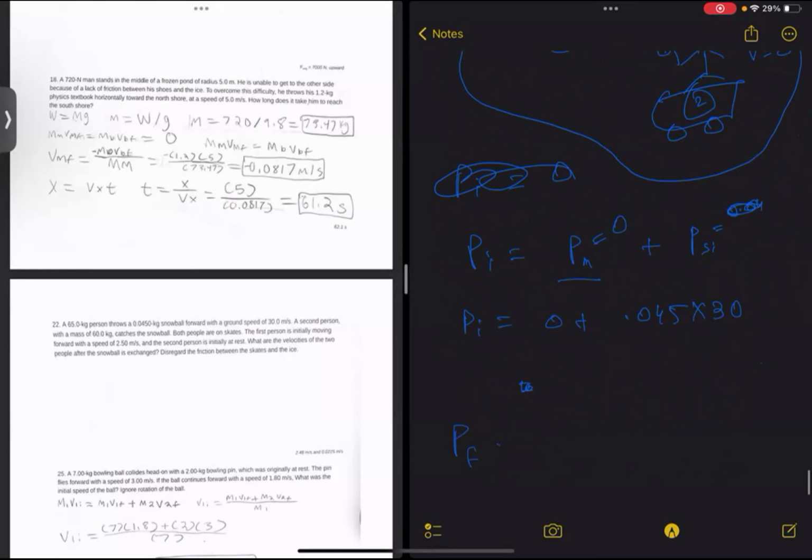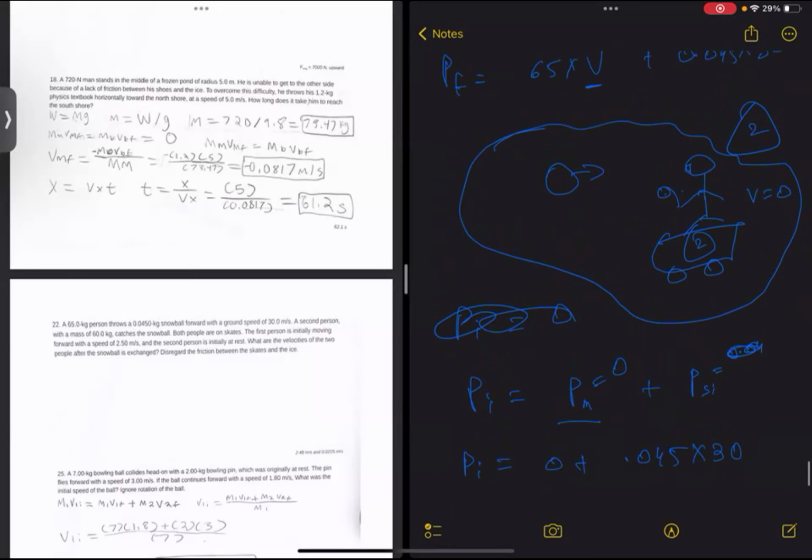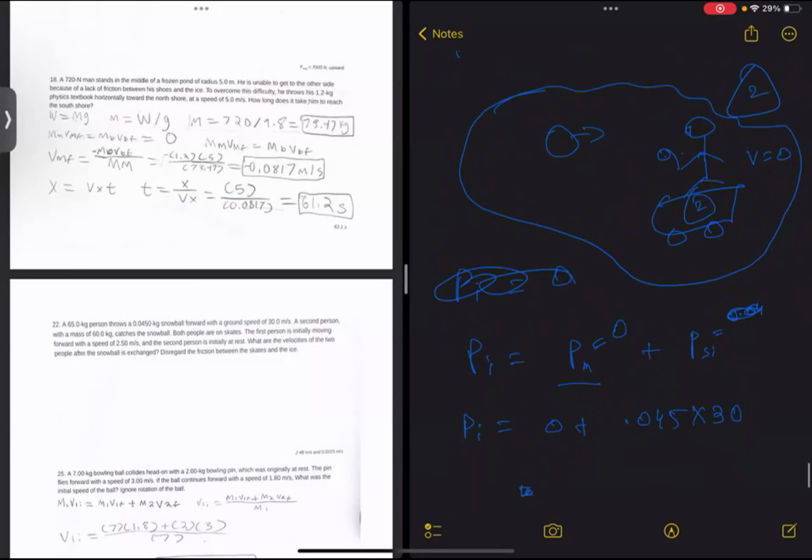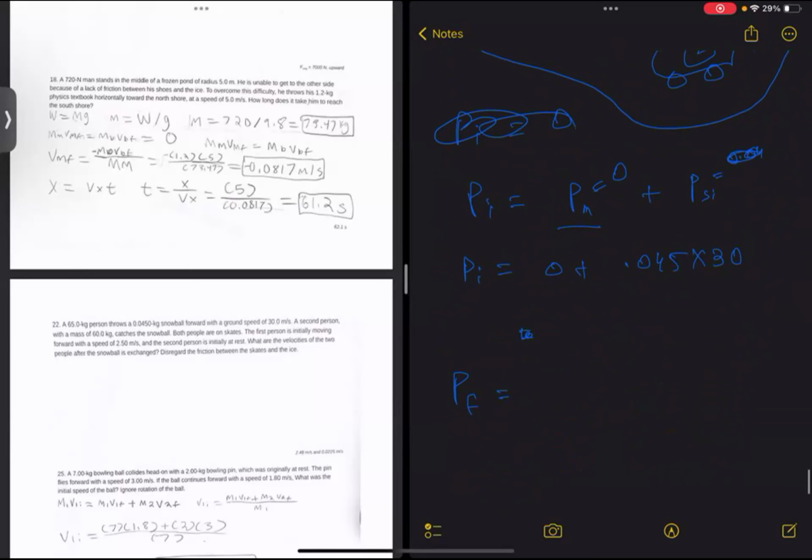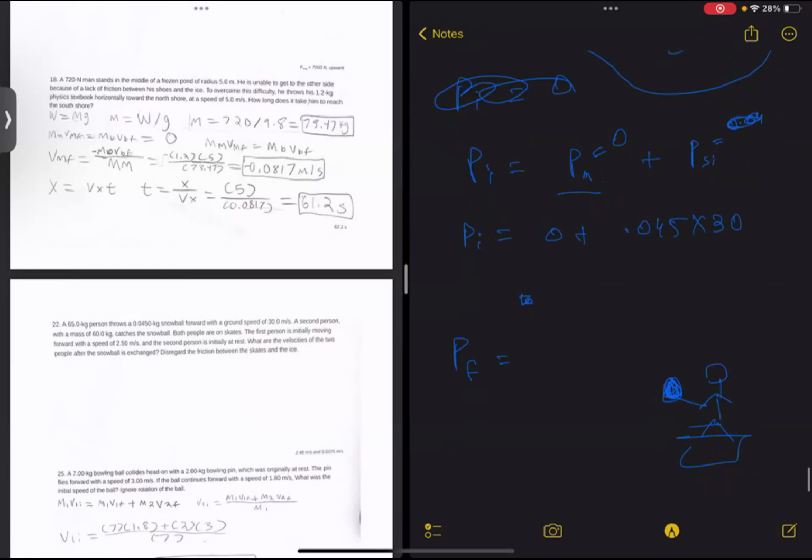Now, the final momentum. When the second person catches the ball, both of them will attain the same velocity, right? Because he has caught the ball and the ball is now in his hand. So both of them will move with the same velocity in this direction. We don't know the direction, that's it. Now what is the final momentum of the system?